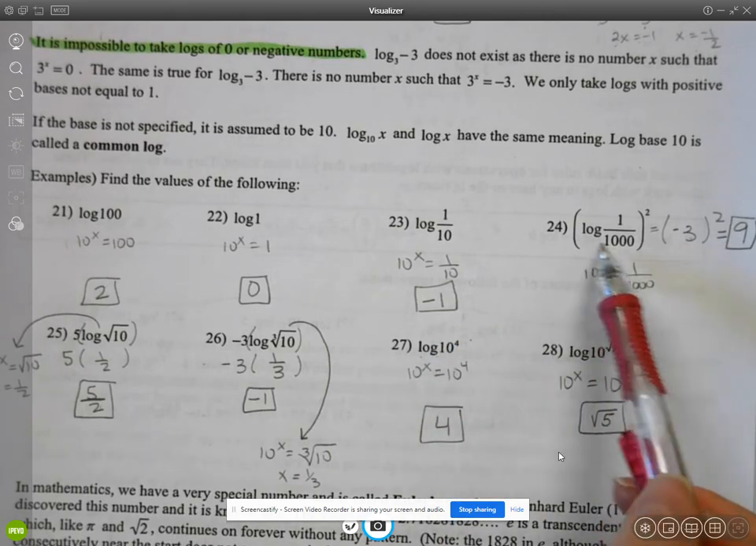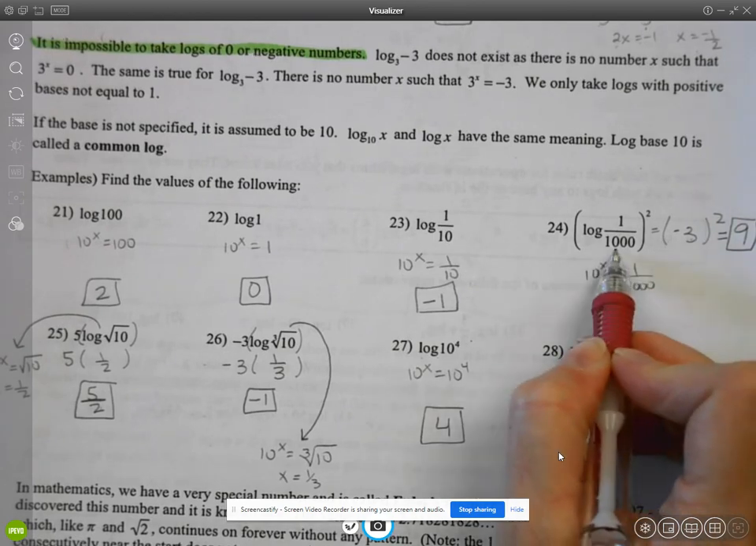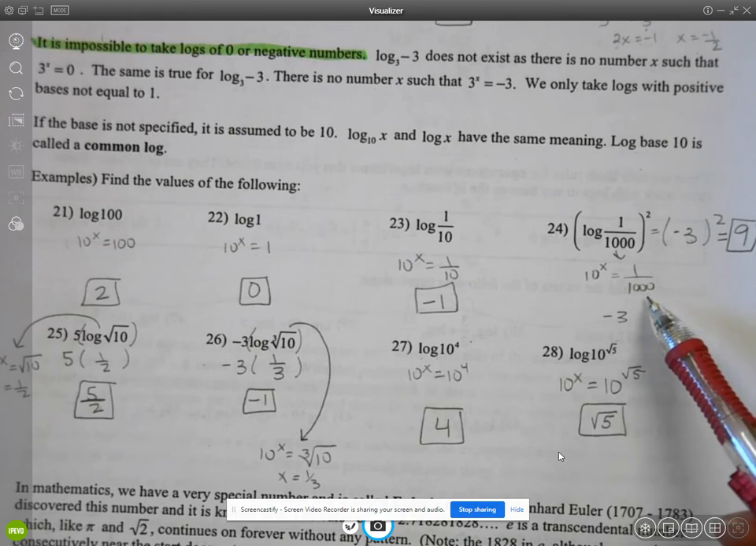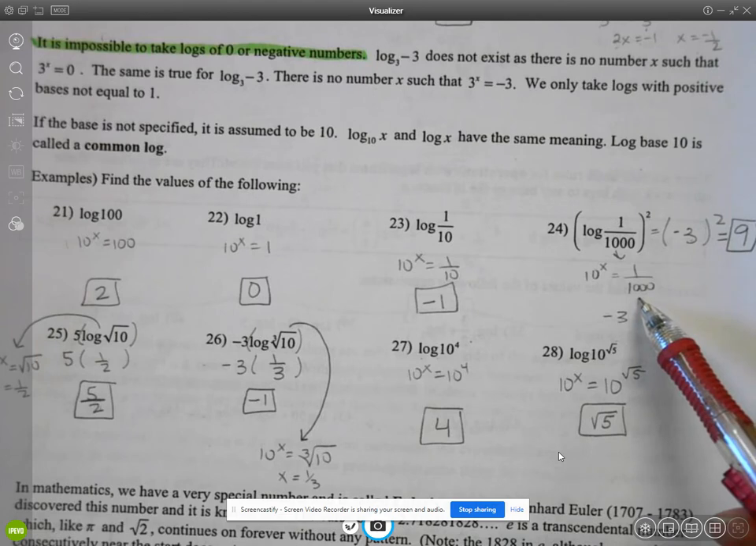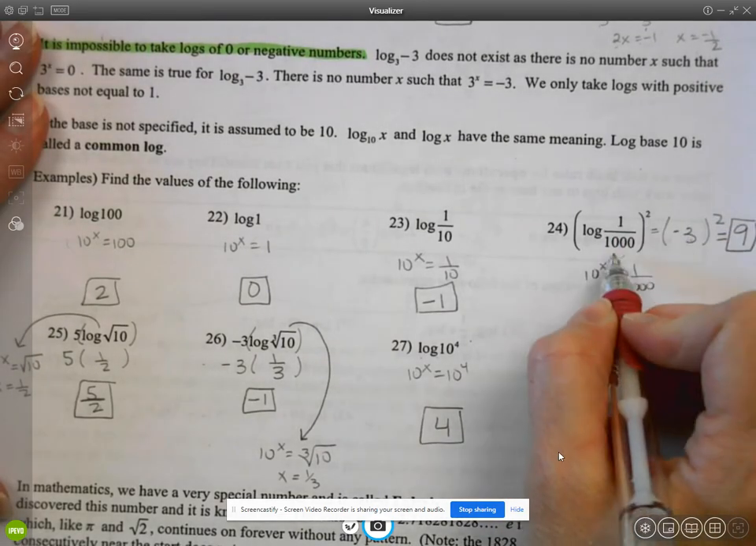All right, this one we're going to figure out the answer and then square it. To figure out the answer, we're going to say 10 to what power is 1 over 1,000. Well, 10 to the third is 1,000, so 10 to the negative 3 is 1 over 1,000. And so if you do negative 3 squared, you get positive 9.